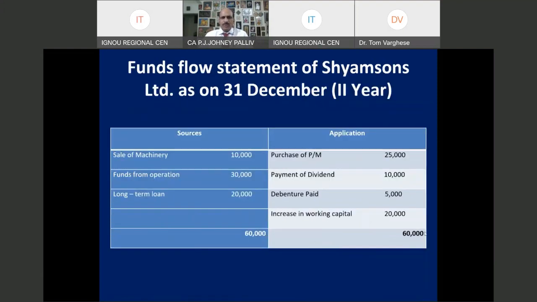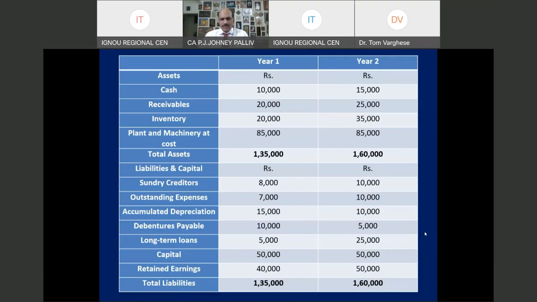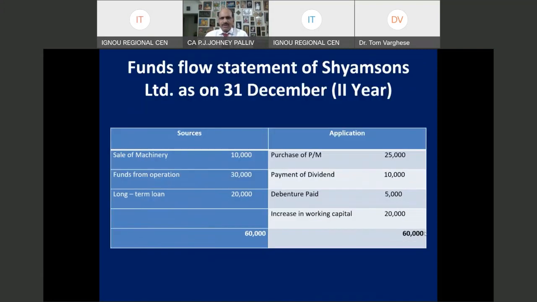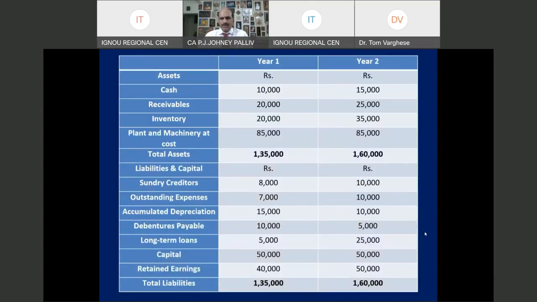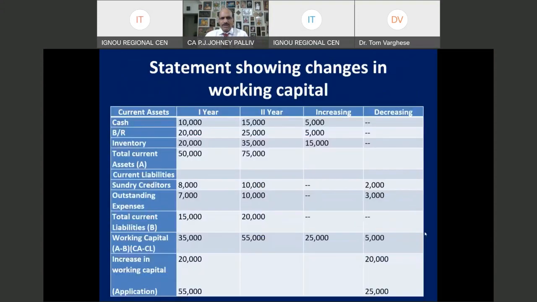Now, we will come to the balance sheet once again. We are going to discuss the short-term liabilities. You can see the short-term liabilities, namely sundry creditors and outstanding expenses. 8,000, 7,000, year 1. And you can see year 2, 10,000, 10,000. Therefore, the total current liability year 1 is 8,000 plus 7,000 is equal to 15,000. Year 2, 10,000 plus 10,000 is equal to 20,000. Therefore, total current liability 15,000 and 20,000 respectively for year 1 and year 2.